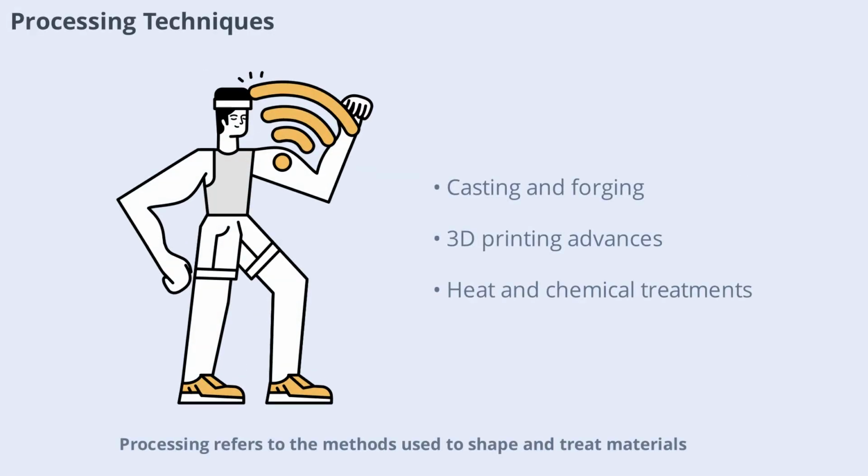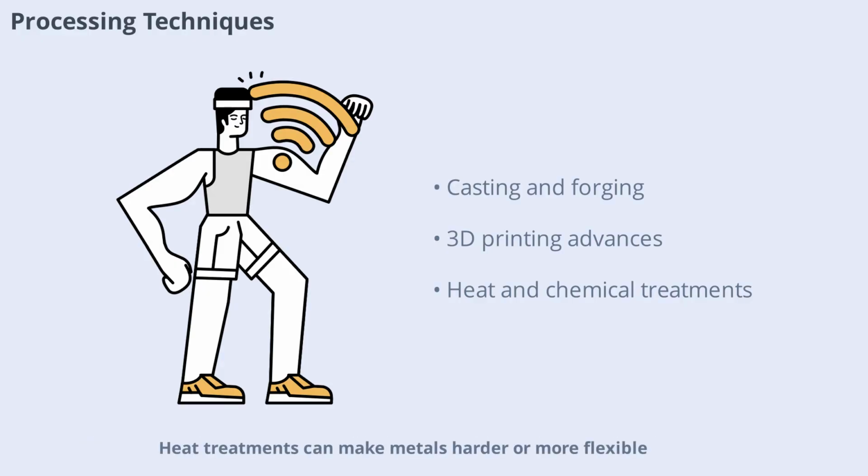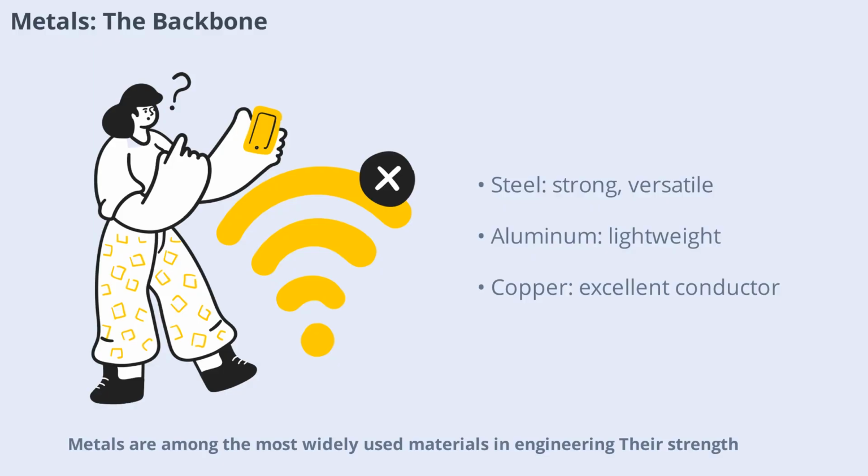Processing refers to the methods used to shape and treat materials. Techniques like casting, forging, extrusion, and 3D printing allow engineers to create components with desired shapes and properties. Heat treatments can make metals harder or more flexible, while chemical processes can add protective coatings. The choice of processing method can greatly influence the final performance of a material, making this a key area of study in materials engineering.